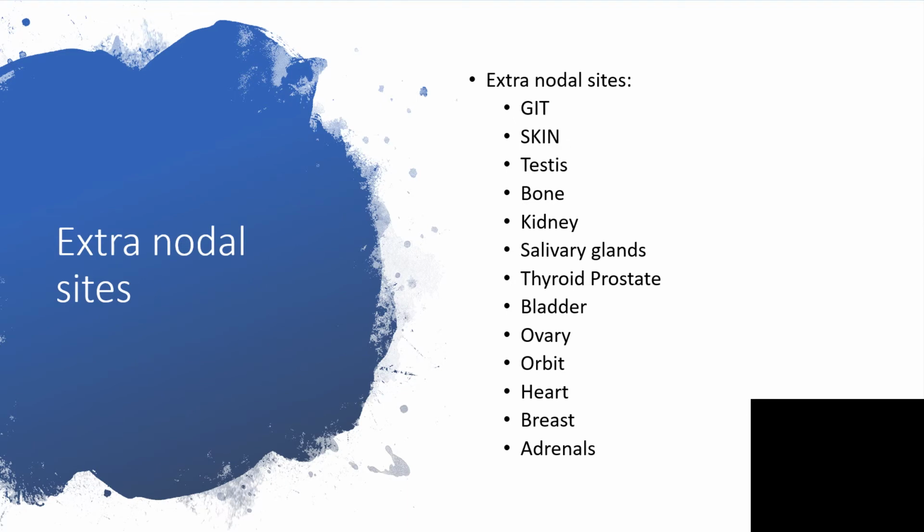We'll now concentrate more on extranodal sites. We have actually mentioned some of them already, but more on extranodal sites, gastrointestinal tract. You're going to examine and take history surrounding that. You're going to check the skin, check the testes, the bone, the kidney, salivary glands, thyroid, prostate, bladder, ovary, orbit, heart, breast, adrenals. In other words, non-Hodgkin lymphoma is widely spread all over the entire body.